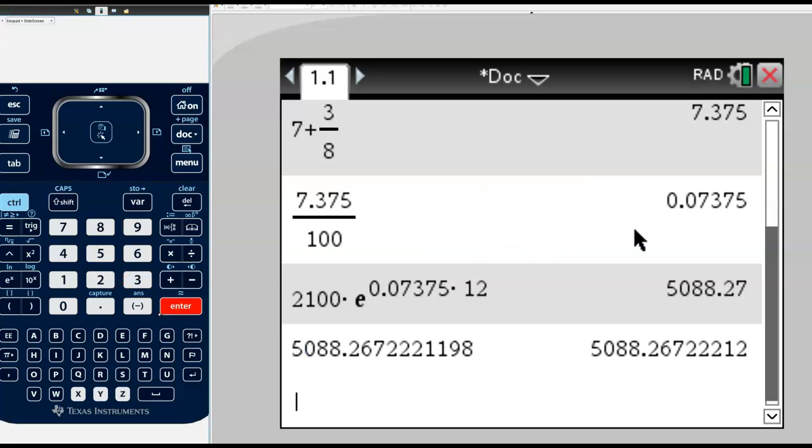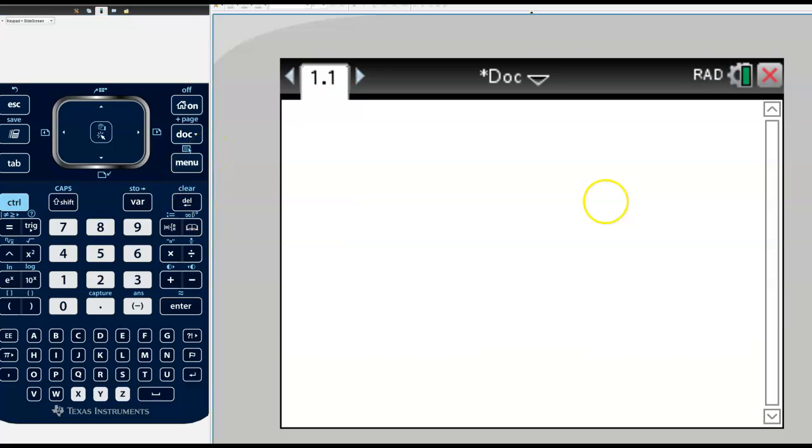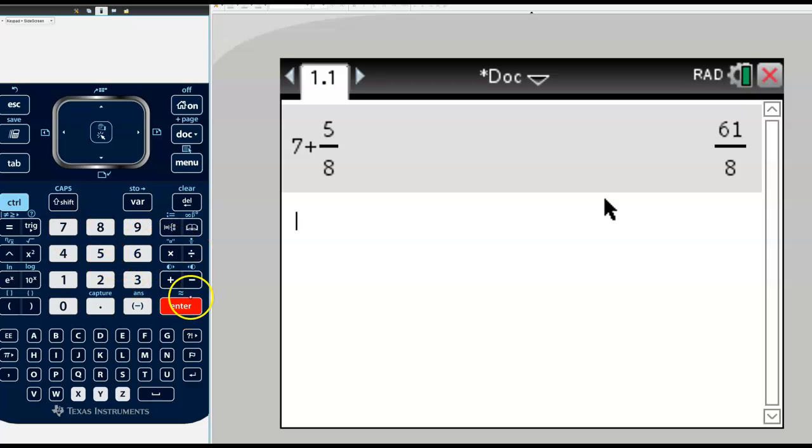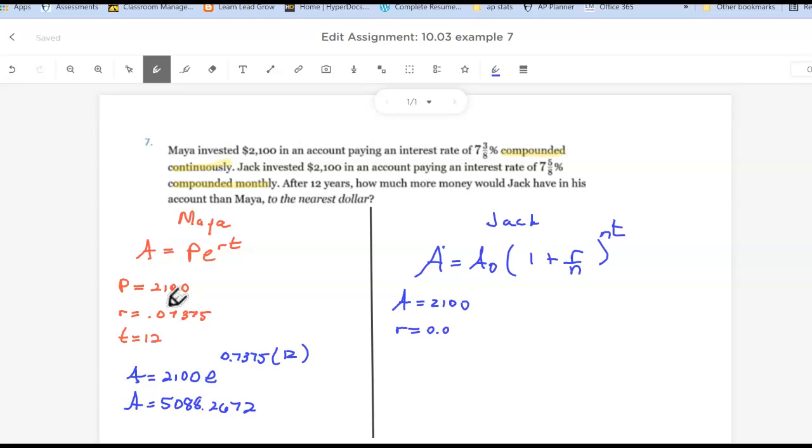So to enter that in the calculator, let me just clear the screen. You would go 7 plus 5 divided by 8. You would then hit Control Enter and then divide by 100. And you get 0.07625. n is compounded monthly, so that means n is 12. And t, it's invested for the same amount of time.